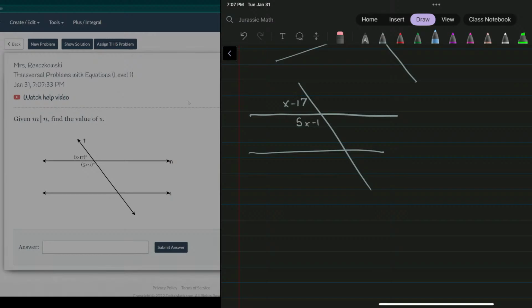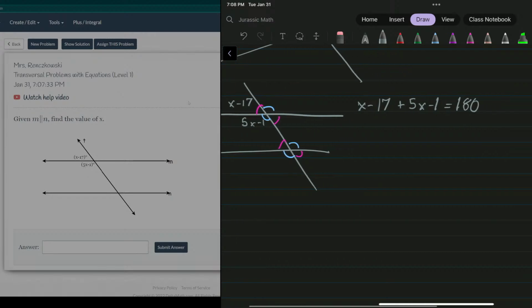So if we use our blue and pink, we know that one's a blue angle, one's a pink angle. Therefore, if you put the two angles together by addition, it will equal 180 degrees. This is just house method.